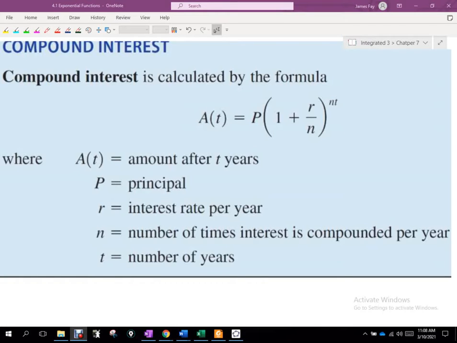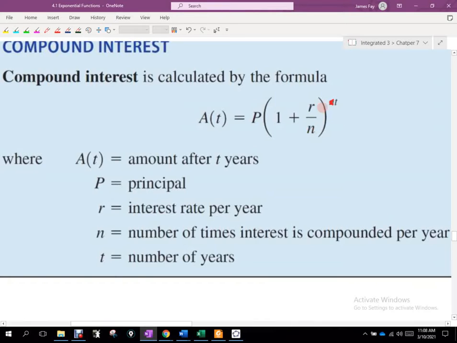So P is the principal, R is the interest rate per year, remember that's in decimal format, N is the number of times interest is compounded per year. T is the number of years. So R is our interest rate. So if I were to get rid of the N, so if I hide that, that's exactly the formula we had yesterday, right? P times 1 plus R raised to the T, okay?